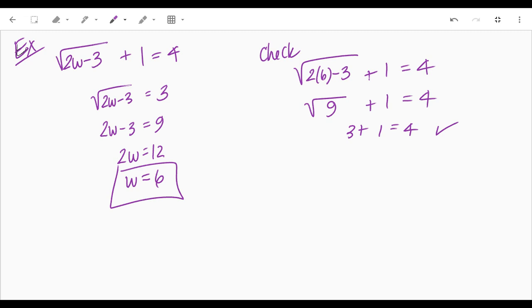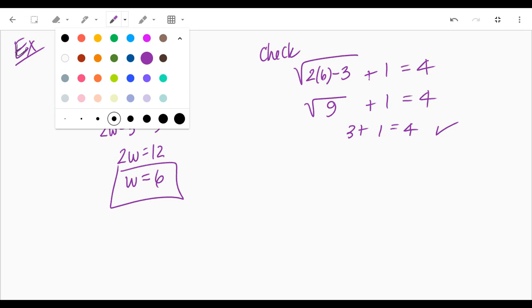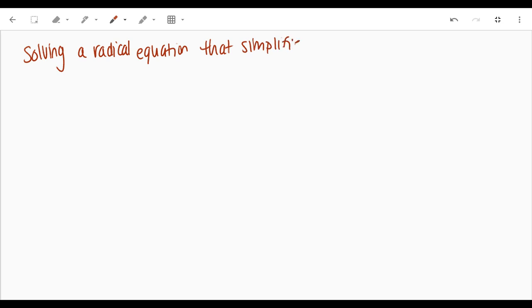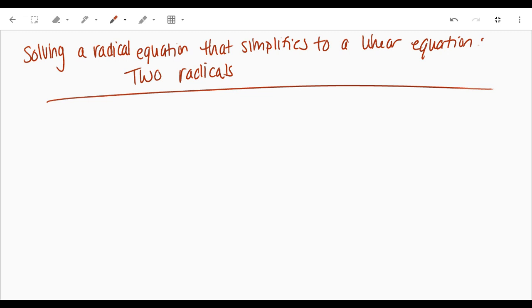Then we can move on to your last topic, which is solving a radical equation that simplifies to a linear equation with 2 radicals. This one's also very straightforward. You just got to check your answer.